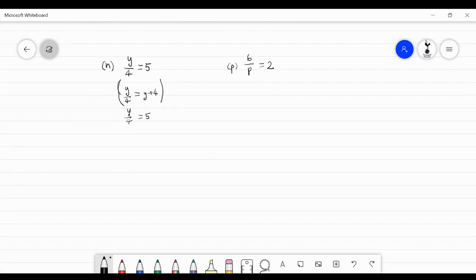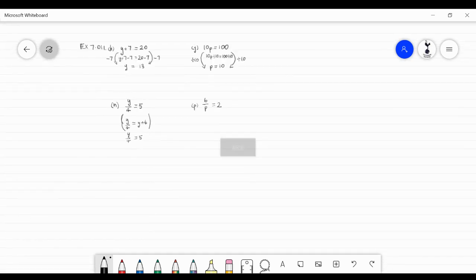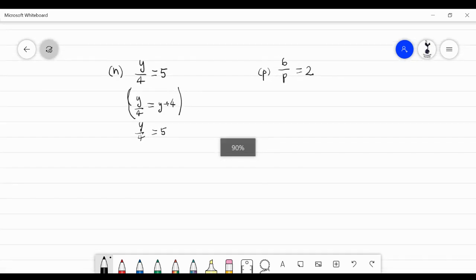So what we want to do is multiply both sides of the equation by 4, because multiplication by 4 is the inverse operation of dividing by 4. So we get y over 4 times 4 is equal to 5 times 4. So y is equal to 20.